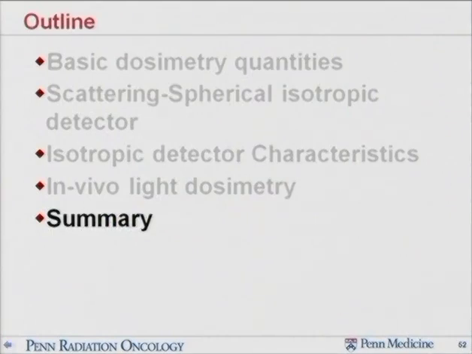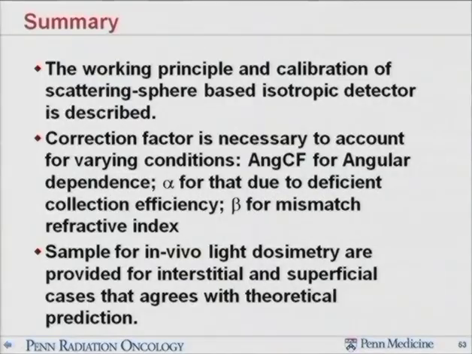So here we come down to the summary. We have talked about the working principle and calibration of scattering sphere-based isotropic detectors. And the correction factor is necessary to account for the various conditions: angular dependence, deficient collection efficiency, and the mismatch of index of refraction. And some sample in vivo light dosimetry was provided for interstitial as well as superficial cases that show that they can agree with the theoretical calculations.